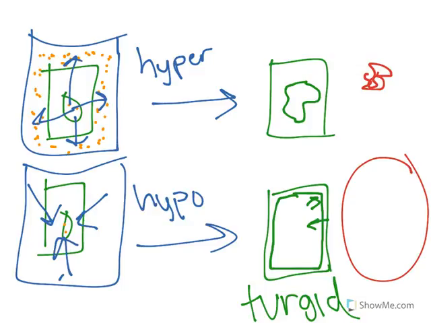So hopefully this was helpful and you have a little bit better of an idea of what tonicity means and how it relates to osmosis.